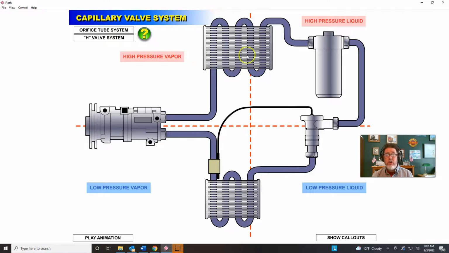Also, on a lot of cars, the condenser and the receiver dryer are kind of one piece too. The receiver dryer is bolted right onto the side of the condenser. So the line between the condenser and the receiver dryer, there is no line. It's just connected directly to it. So that's something that they've done fairly regularly also.